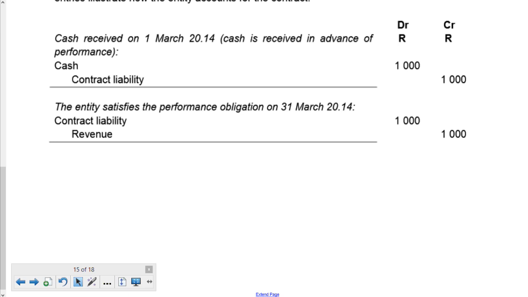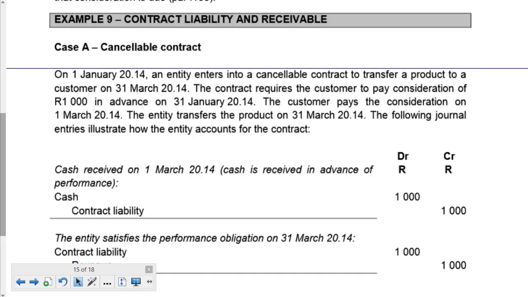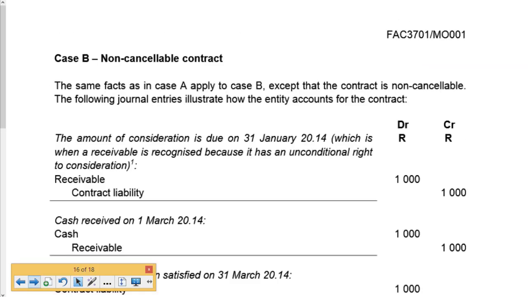These journals, I think, are similar. No, this is just income received in advance. I don't know why they call it a contract liability and receivable. But we saw these incomes received in advance when we did tax in the beginning, isn't it? We saw a lot of those. An entity enters into a contract to transfer a product on the 31st of March, and they have to pay 1,000 Rand in advance. So in the beginning, we just receive the cash and we create income received in advance, isn't it? They call it a contract liability, but it's income received in advance. Then when the 31st of March comes, we then recognize that as revenue. So that's a straightforward example.